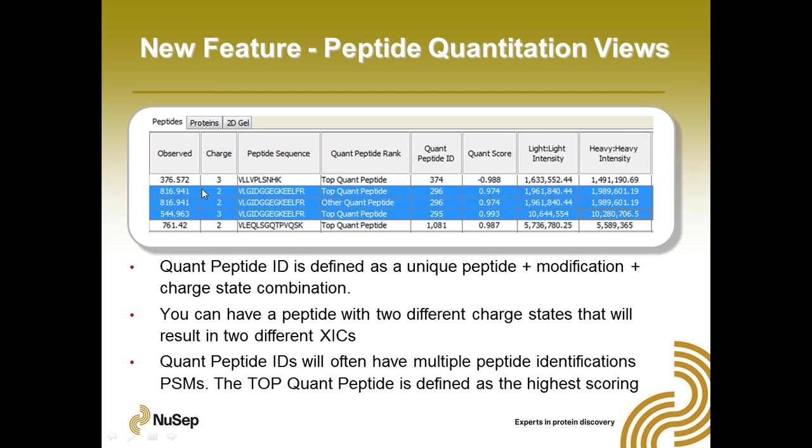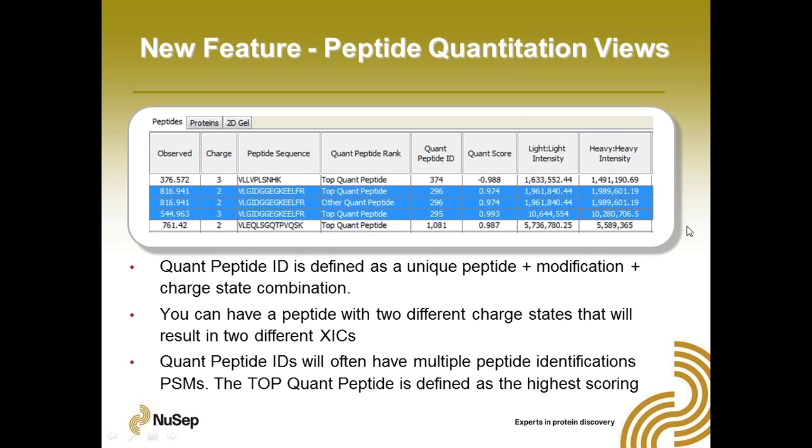So let's look at an example. Here we have two MSMS events, both matching the same peptide with the same charge state, and exactly the same observed precursor mass, which isn't always the case. One is labeled as top quant peptide, one is labeled as other. This is based off of score. So the highest scoring species is going to be assigned as top quant peptide. The lowest scoring species is going to be designated as other. You'll note here they both get the same quant peptide ID. So if a peptide has a quant peptide ID, that means it has an extracted ion chromatogram.